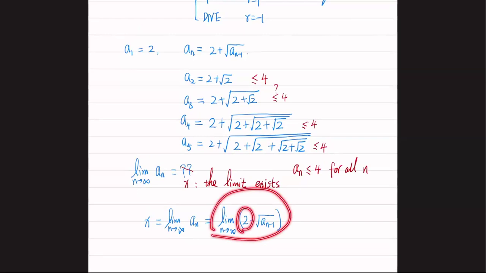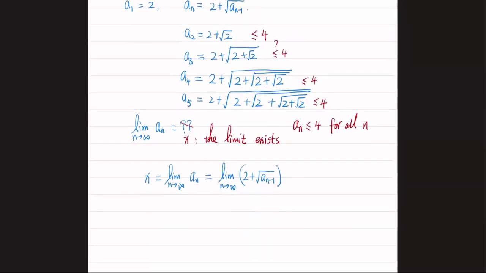This is a continuous function of the sequence. The limit of the continuous function will be the continuous function of the limit. We apply the previous theorem. This will be 2 times limit.